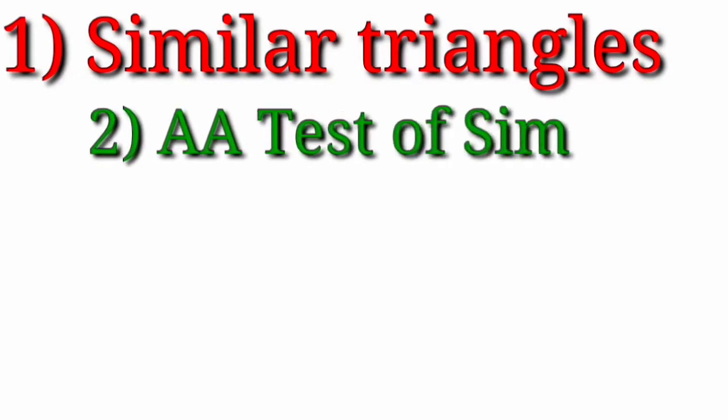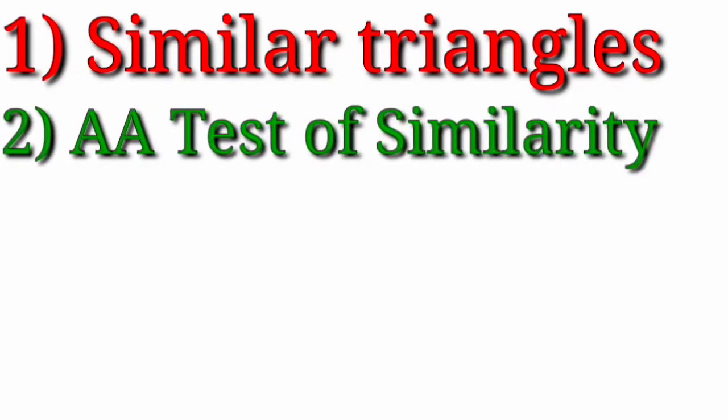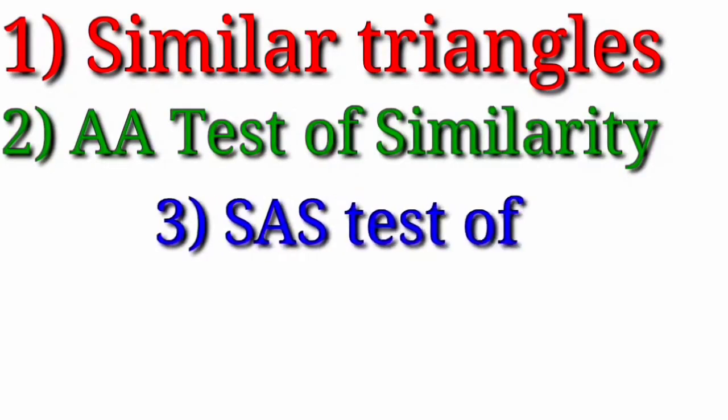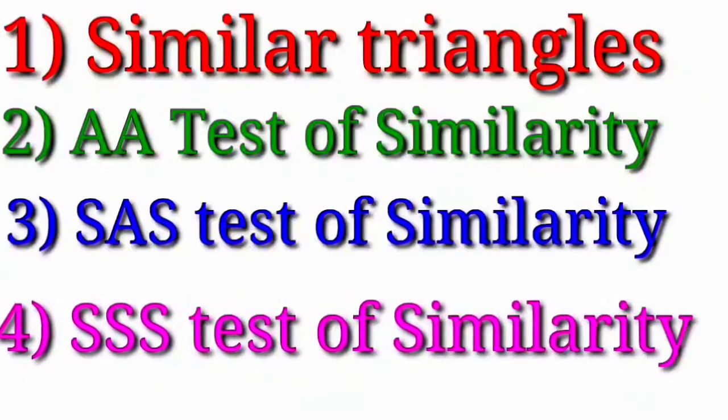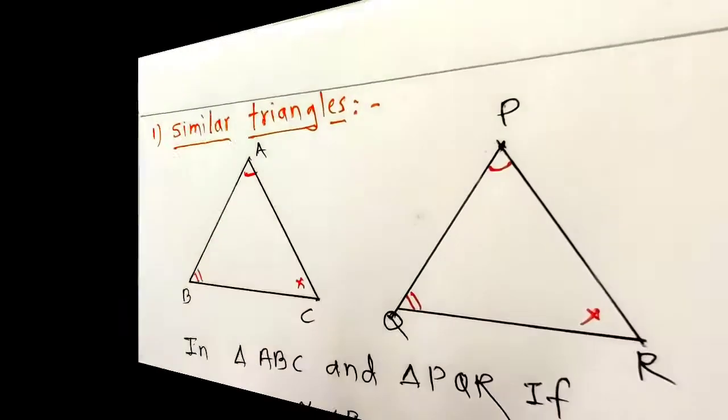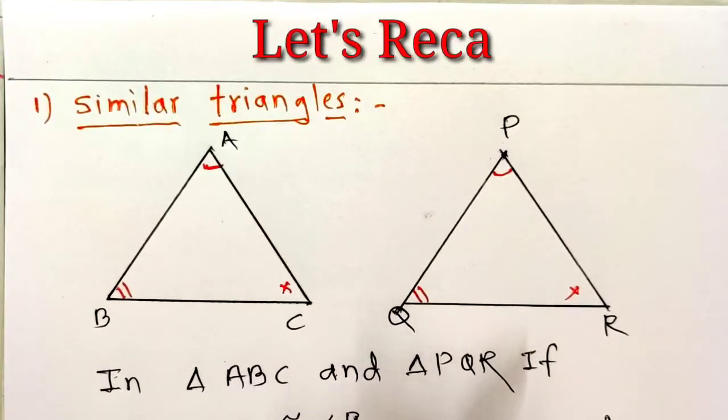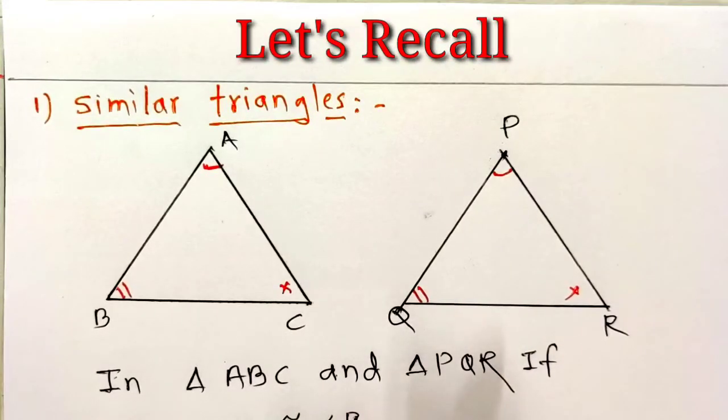First one, similar triangles. Second property, AA test of similarity. Third property, SAS test of similarity. And the fourth property is SSS test of similarity. So let us see practice set 1.3.